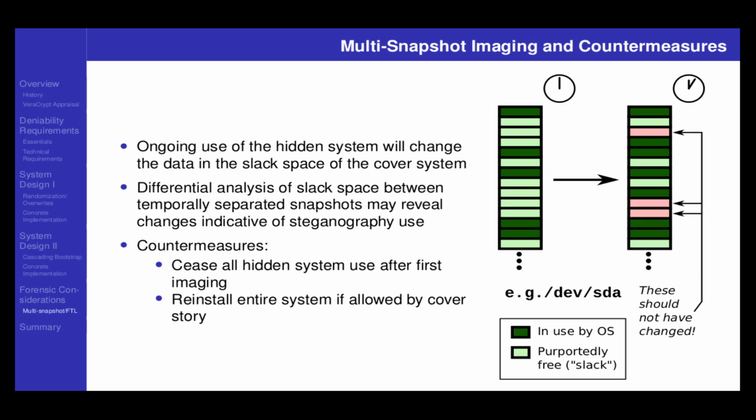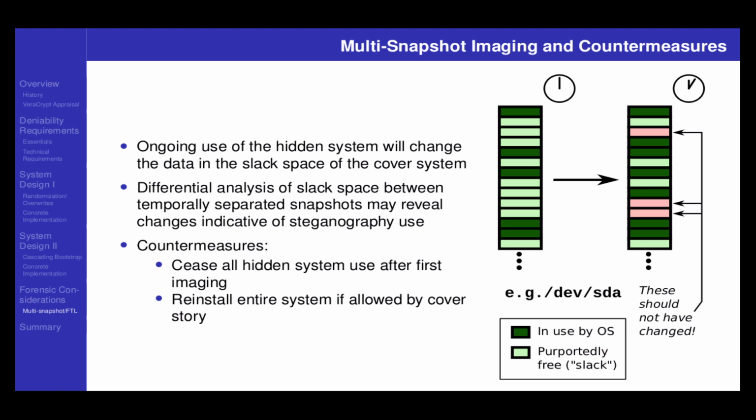Okay, so there's a couple of issues. If you're going to be using this in the field, there's a couple things you need to be aware of. The first is multi-snapshot imaging and the various countermeasures you can take against it. That's basically where your adversary gets a hold of your computer, images the slack space, and then images the slack space again at a later point. And somewhere in between you've used the hidden system and the slack space has changed, reflecting the use.